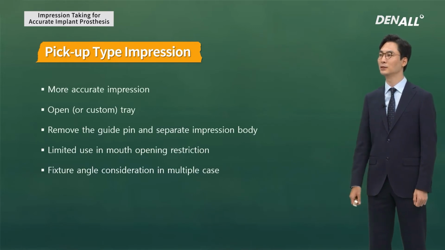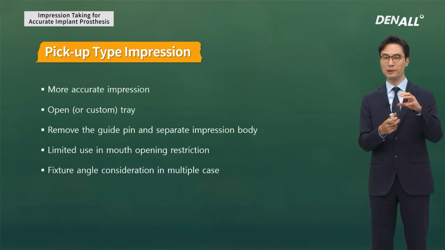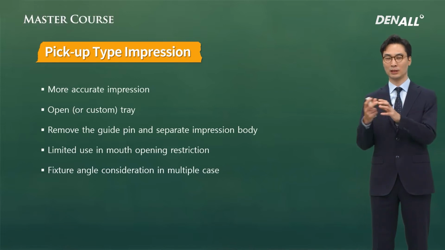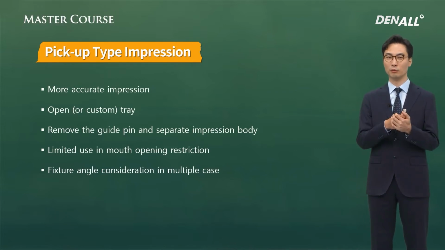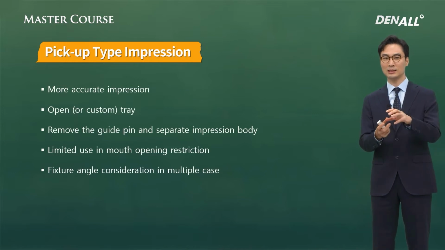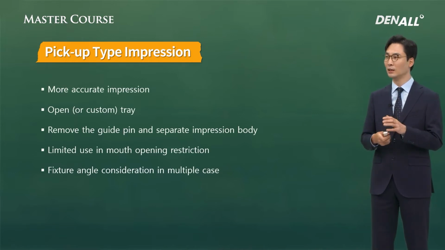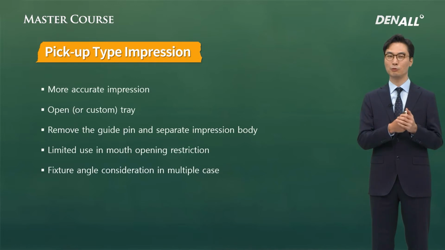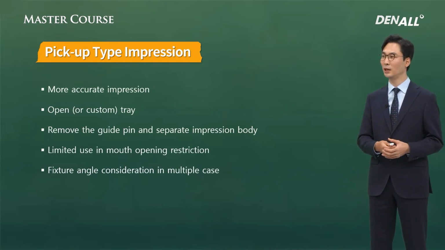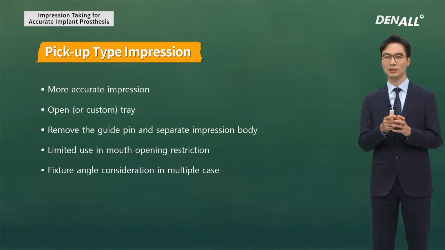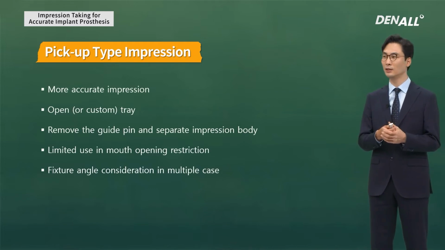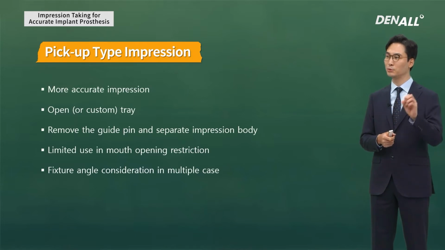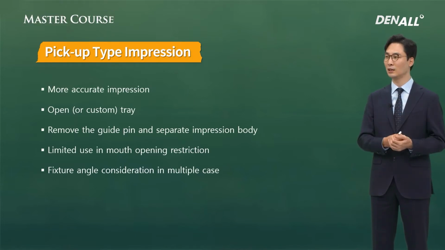Pickup type impression: there's no change in the coping position. It is not transferred. Once the impression material solidifies, the coping comes out with the impression material, therefore you can get a more accurate impression. You need to remove the pickup type coping after unscrewing it. Therefore, an open type tray, where a hole is punctured on the plastic tray or custom tray, needs to be fabricated. After removing the guide pin, the impression body needs to be removed.